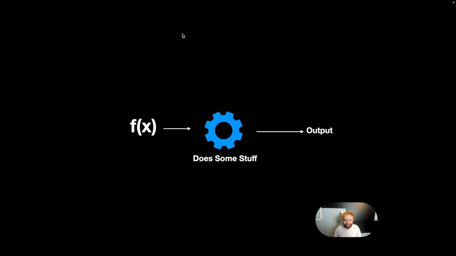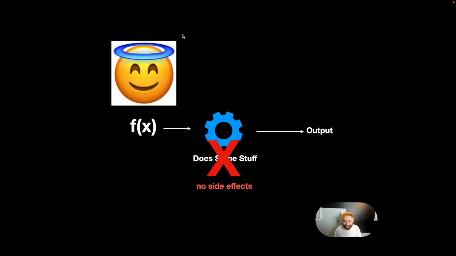Alright, so as you might remember, a function is called pure if it has no side effects and it does not reference any external state, i.e. it must always return the same output for every input.